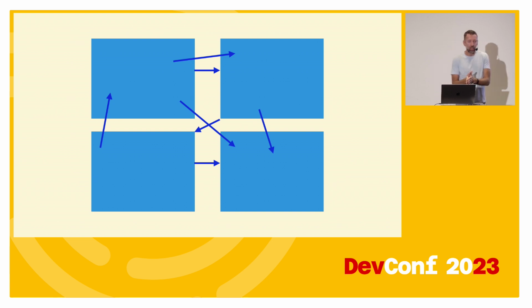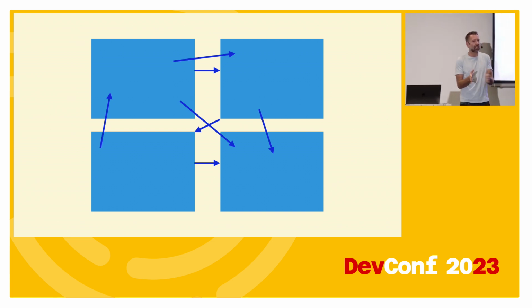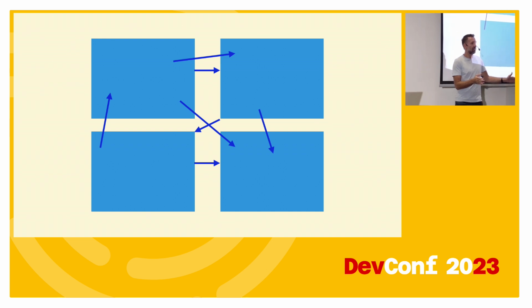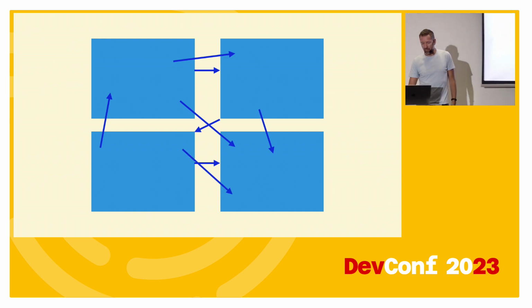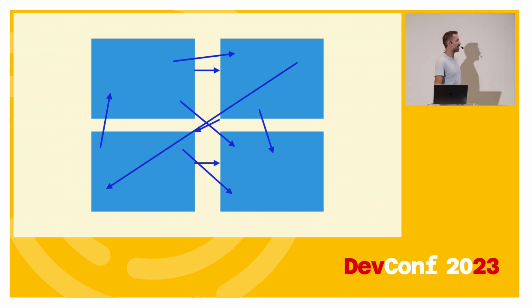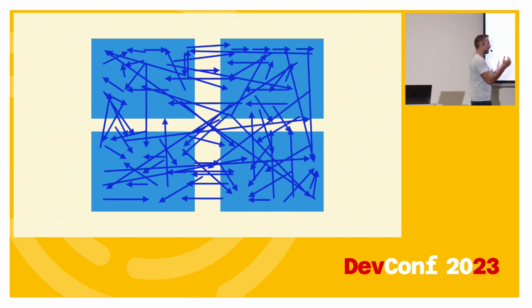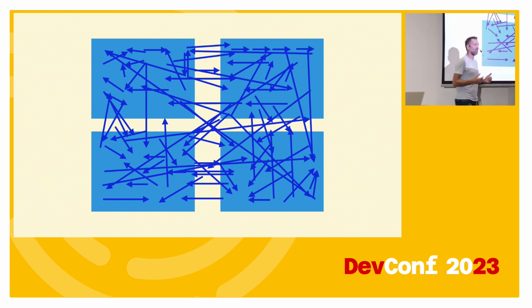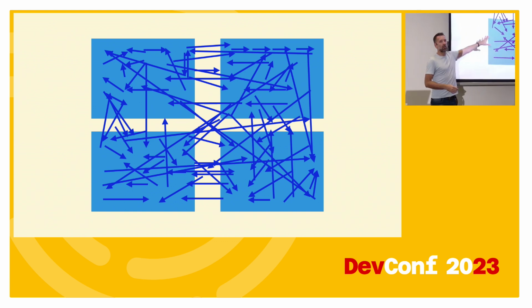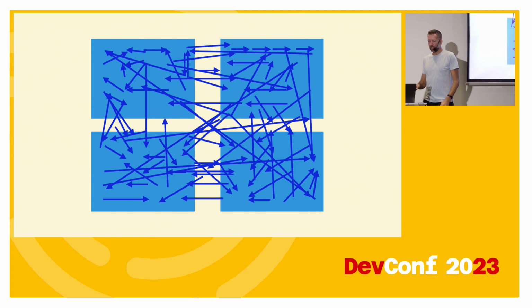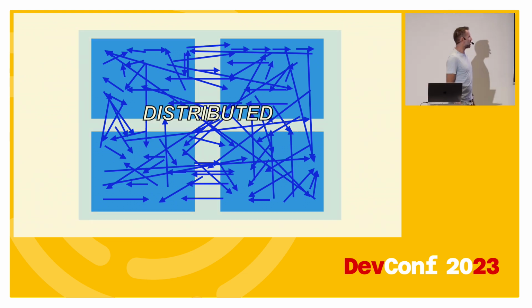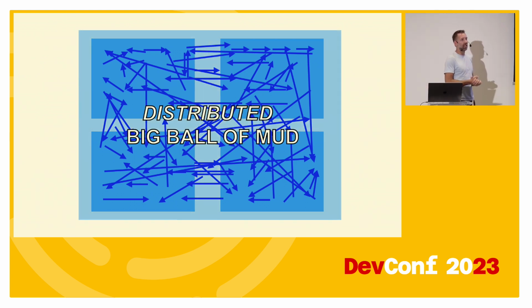But, given enough time, 6 months, a year, 12 months, or 18 months, you may end up finding calls happening all over the place. And before you know it, you're in this kind of situation where you're sharing data between all the services. And I've seen this happen so many times. And you're in a kind of distributed big ball of mud scenario. And this is very difficult to work with as well. But why does this happen?